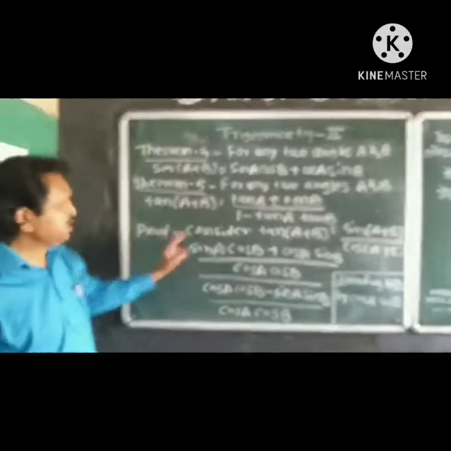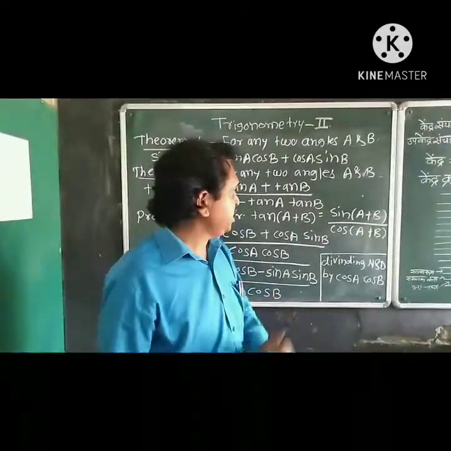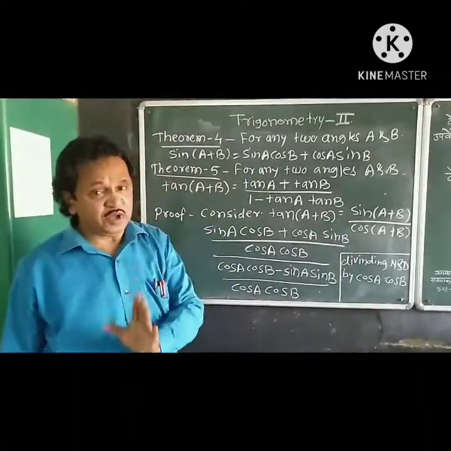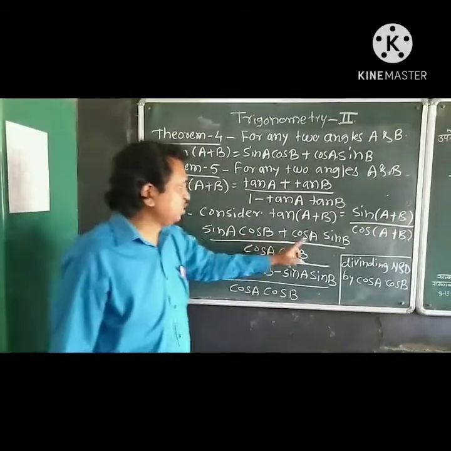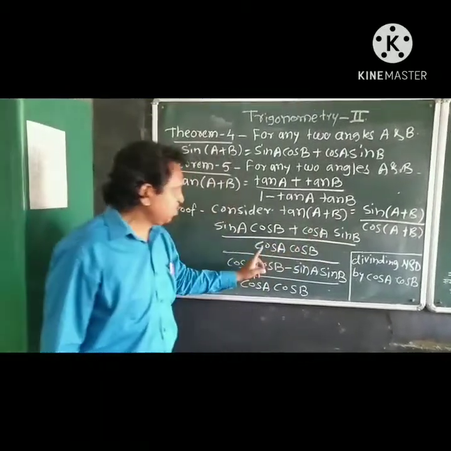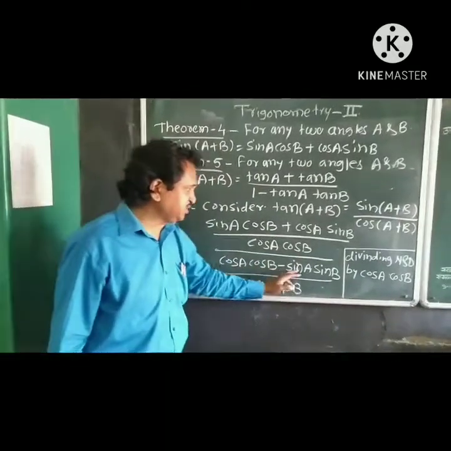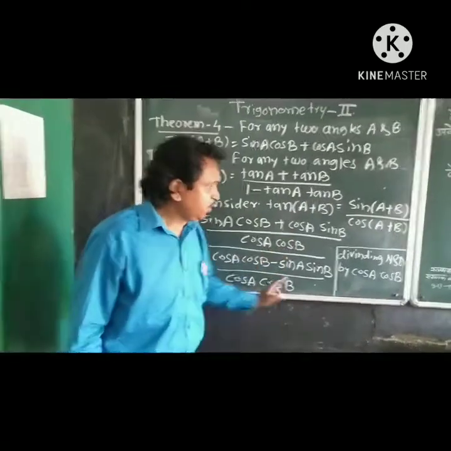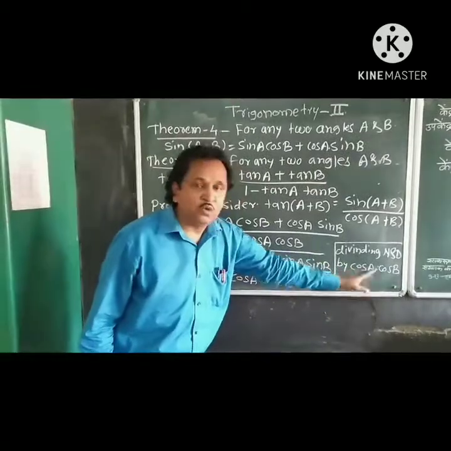Now proof here, consider tan(A plus B) is equal to sin(A plus B) upon cos(A plus B). Why? Tan A is equal to sin A upon cos A. Now (sin A cos B plus cos A sin B) upon (cos A cos B minus sin A sin B). Here we divide numerator and denominator by cos A into cos B.